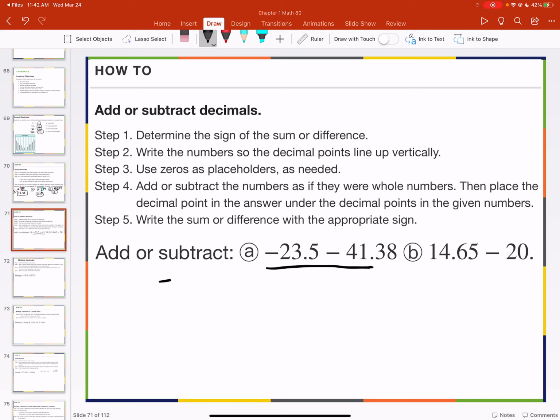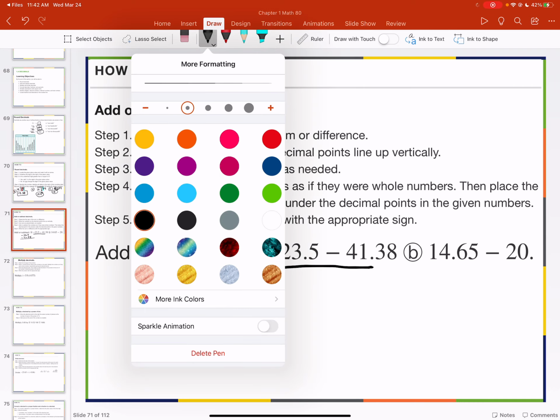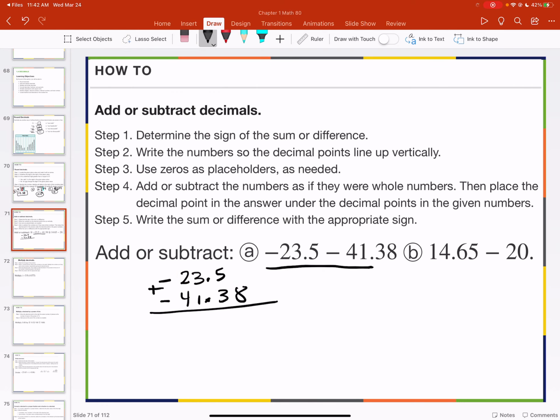We have negative 23.5 minus 41.38. Notice I lined up the decimals. It's the same sign, so we're going to add. Remember that same signs add. This is a zero placeholder. So we just add them, and we're going to keep the sign, which is negative. So 8, there's the decimal point, 4, 6, and it's negative 64.88 for A.